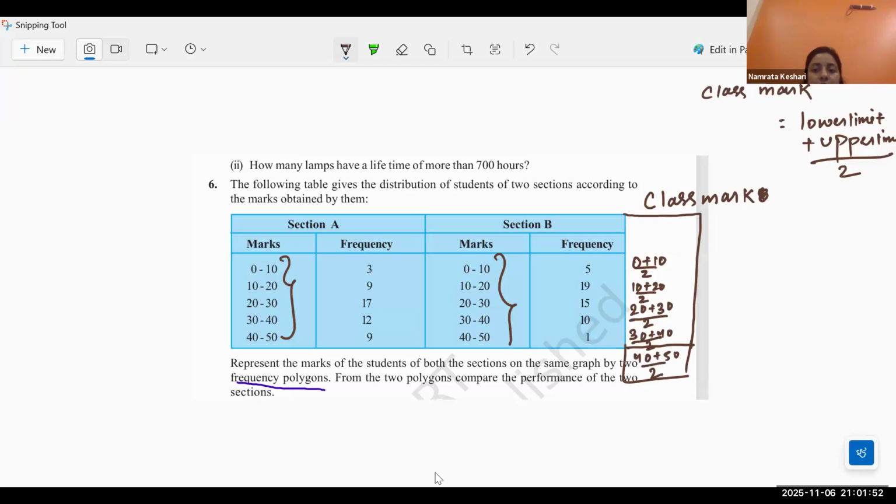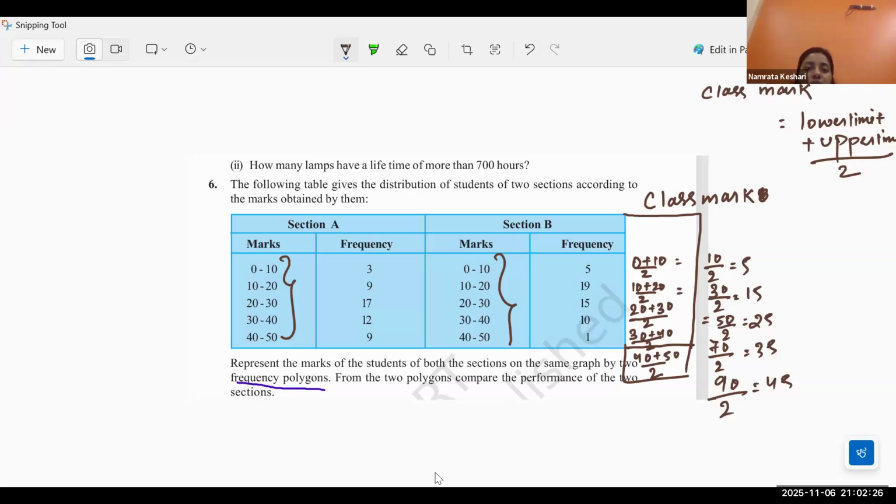We are getting 10 by 2, that is 5. We are getting 30 by 2, that is 15. We are getting 50 by 2, that is 25. We are getting 70 by 2, that is 35. We are getting 90 by 2, that is 45. Please do it properly, in front of each row. You have to maintain the rows properly. So this is how we are getting the class mark.